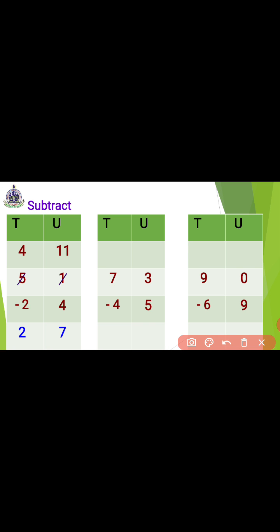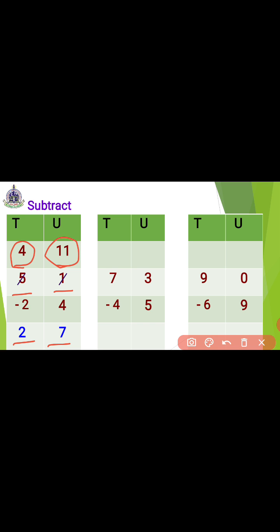What we will do? We will borrow 1 tens from the tens home. What is there? Here it is 5. So, we will take 1 tens, or we will borrow 1 tens from 5. So, this 1 will become 11 and this 5 will become 4. Okay, students? Now, we are going to subtract it. 11 minus 4 is equal to 7. 4 minus 2 is equal to 2. Okay, students? Now, see the next example.